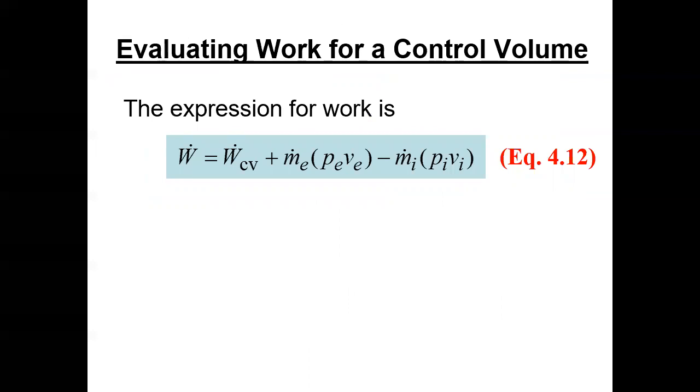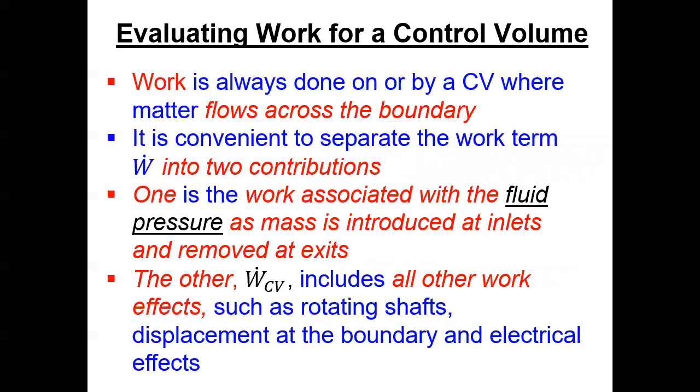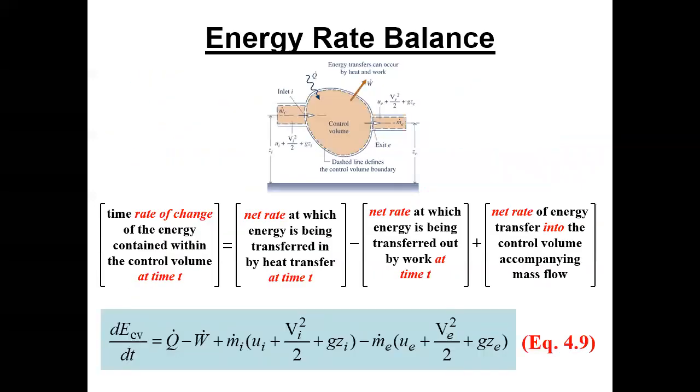Okay, so now we're going to split that work term. So the one on the left, just the W dot, that's the whole kit and caboodle. And that's the one we had way back here. See? So right now, that W dot CV plus the flow work is all contained in that W dot. But now we're going to split it out.